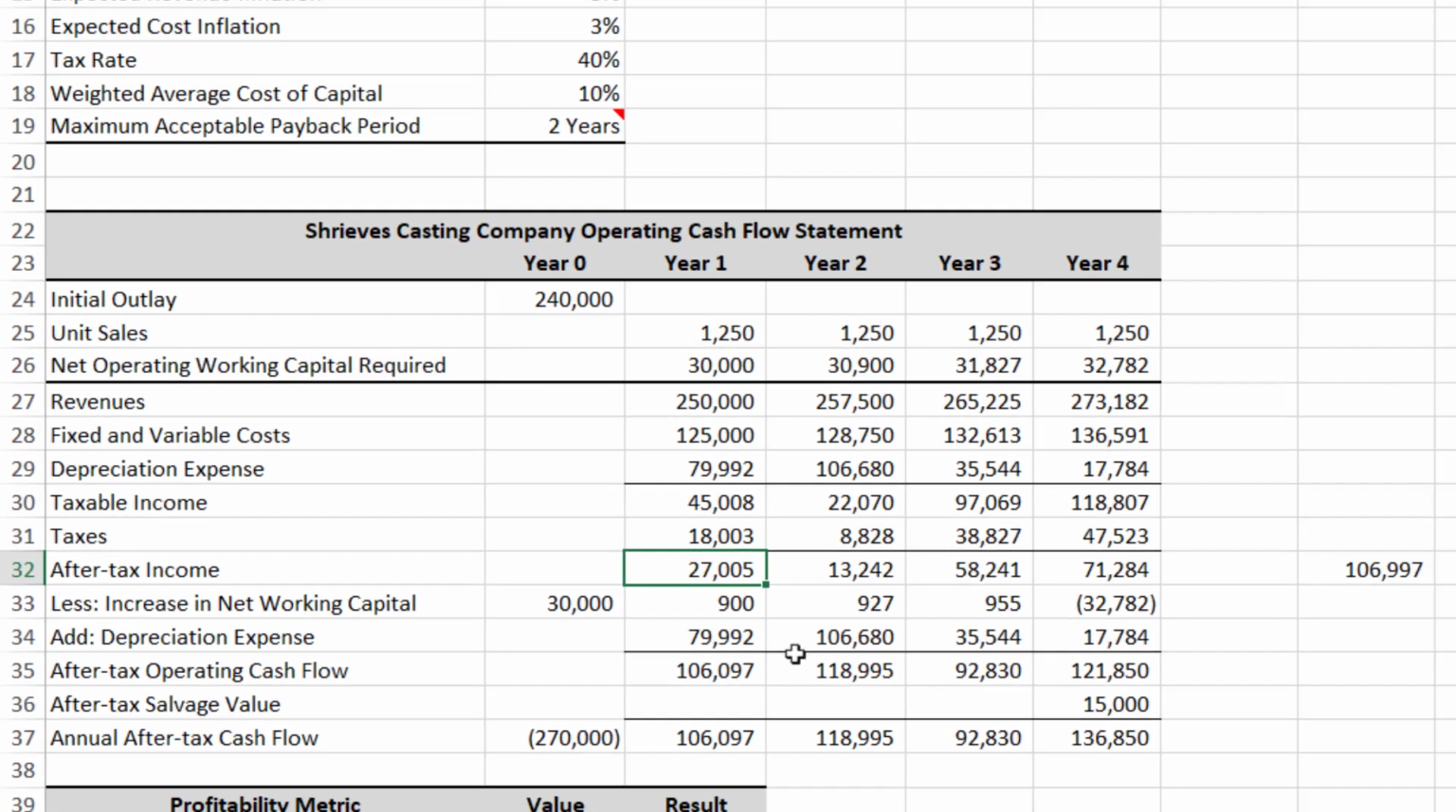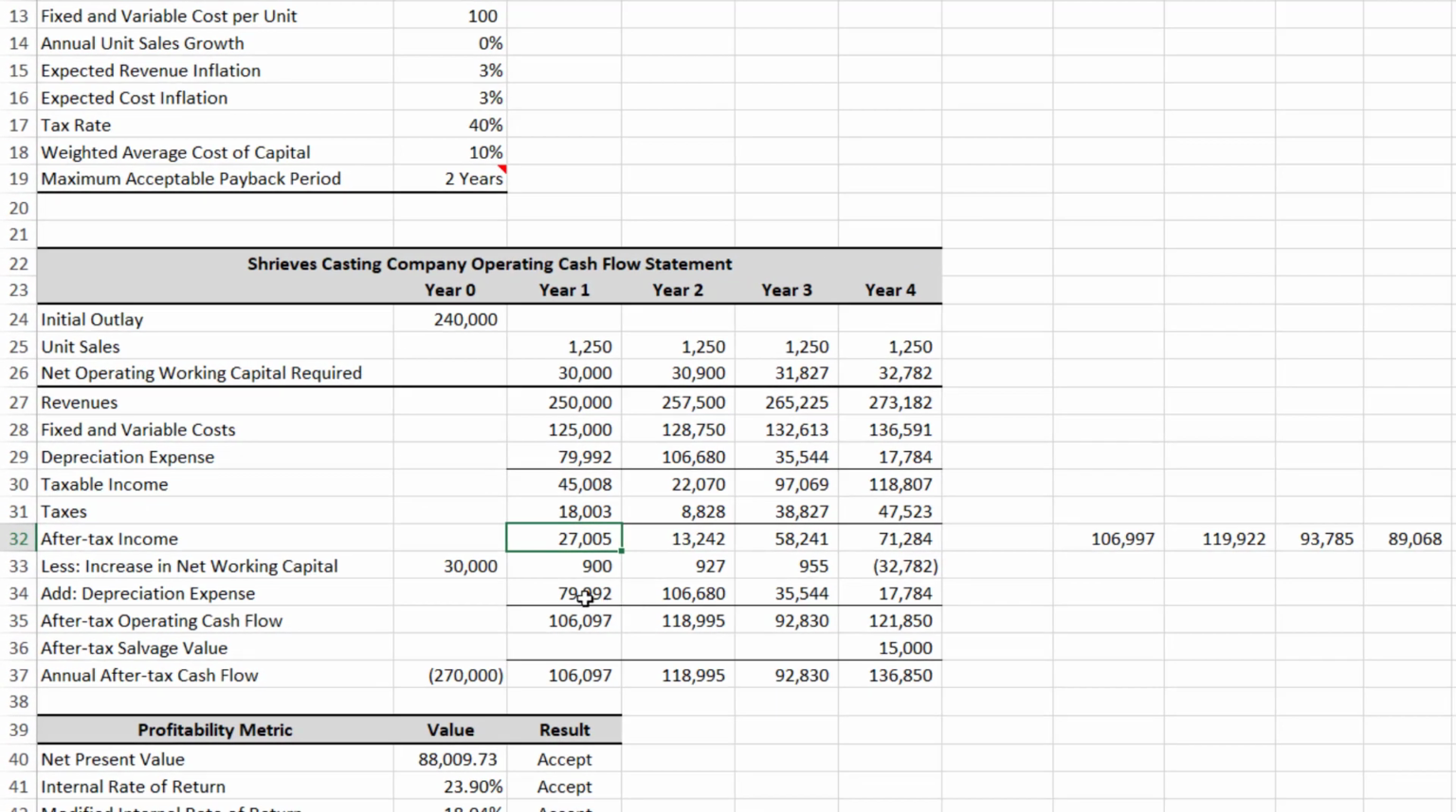And the way that I've set this up is a little bit different than the way that I usually describe it, but over in this section here, you can see that would come to $106,997. Then we also need to subtract the increase in net working capital. Now remember, it's always 12% of the next year's revenue. So 12% of $257,500 is $30,900.